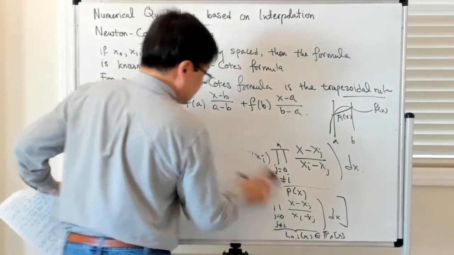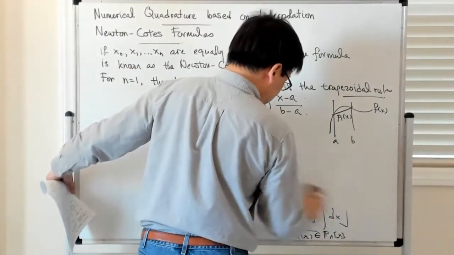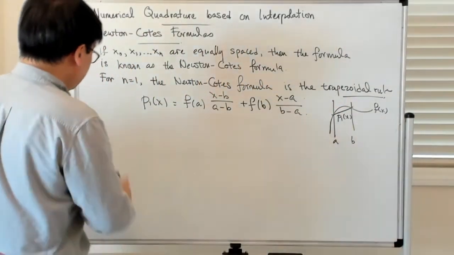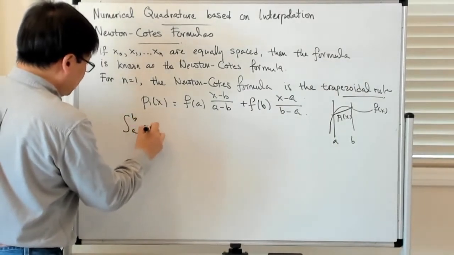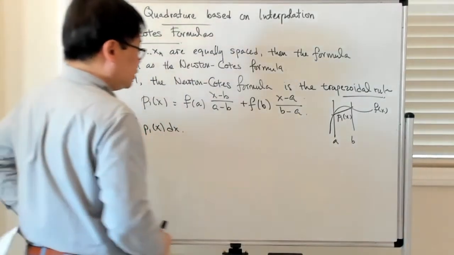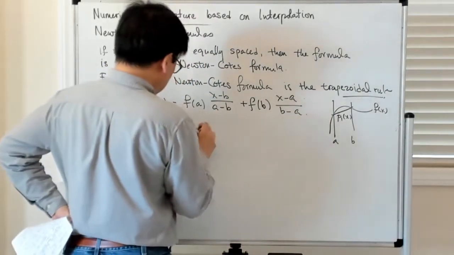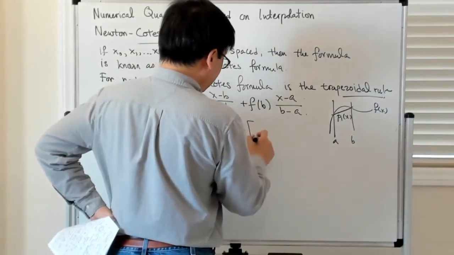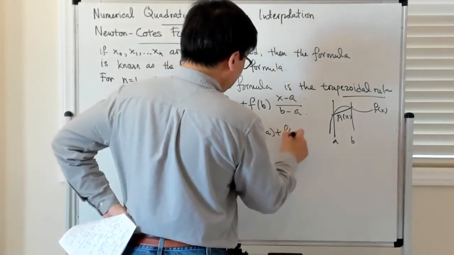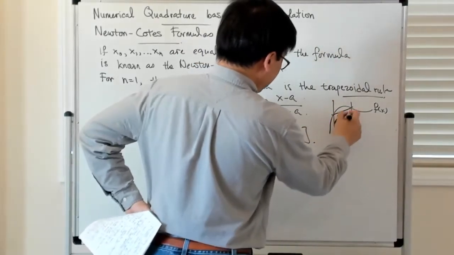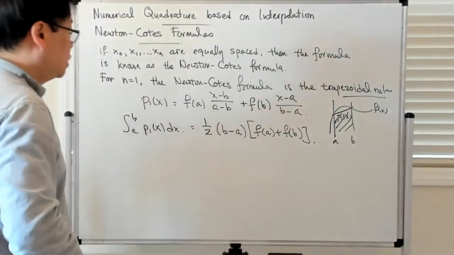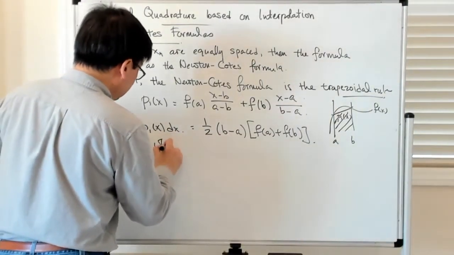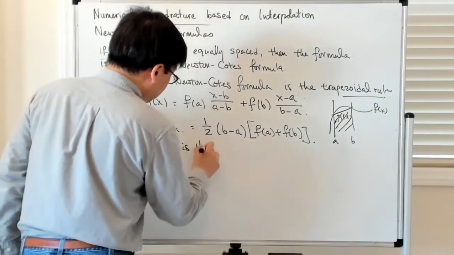You can actually see from the picture that if p1 is that interpolating polynomial, then the integral from a to b of p1 of x dx is just going to be 1/2 times (b minus a) times (f evaluated at a plus f evaluated at b). That's just the area under the curve for p1. So that's obviously just the trapezoidal rule.